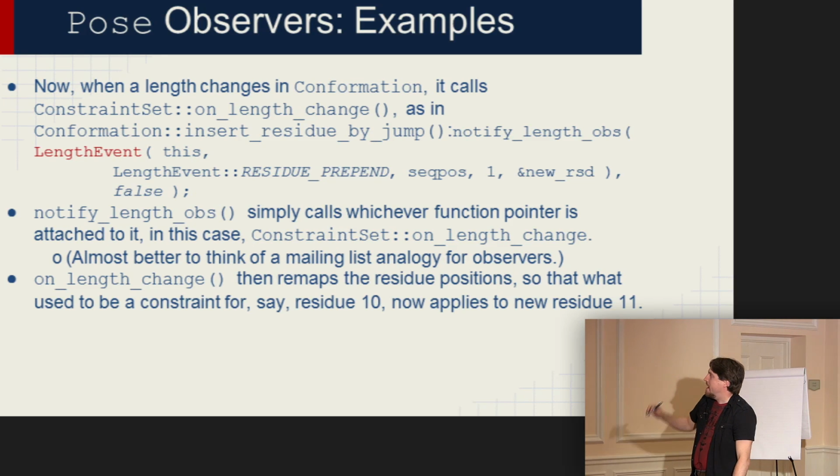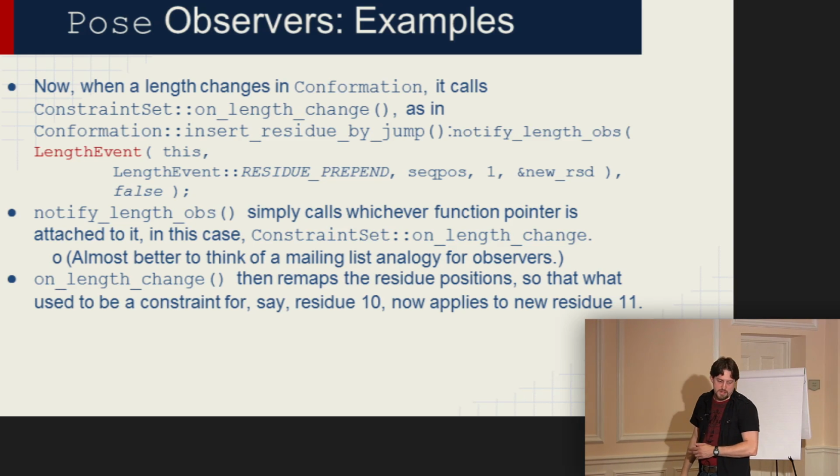Now, whenever a length change in conformation happens, for example, in conformation there's a method insert residue by jump. If anything calls insert residue by jump, the length of your pose has changed because you just inserted a new residue. So inside the code, within conformation, inside this function's code, at the very end, it says notify length observer of this length event, which includes a bunch of information like the kind of length change, the sequence position, etc. So notify the length observer. That line is in this function.